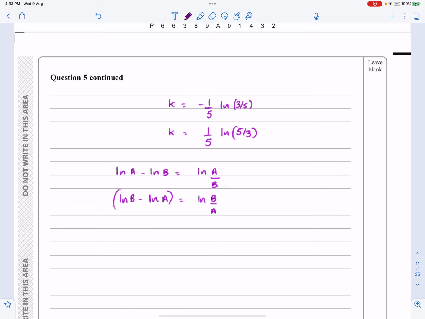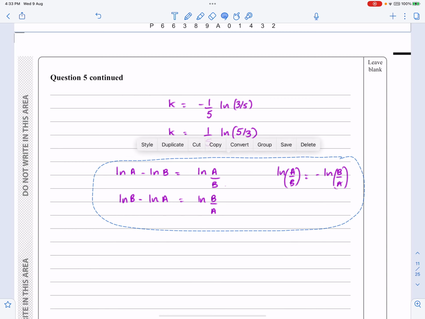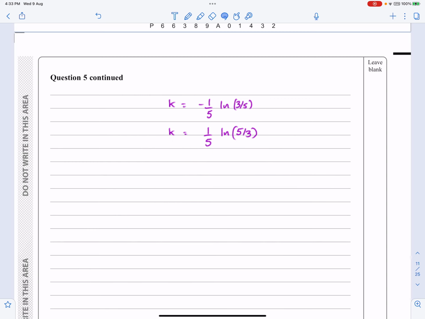But this one here is the negative of this one here. Okay, so log A over B, if necessary, is always minus log B over A, and vice versa. So they use that quite a bit in the exam, but you might not have had it in your work as you were going through, but it's one of their favourite little tricks when we're doing these ones. So yeah, just to make it clear, that's my answer for K then, a fifth log 5 over 3.